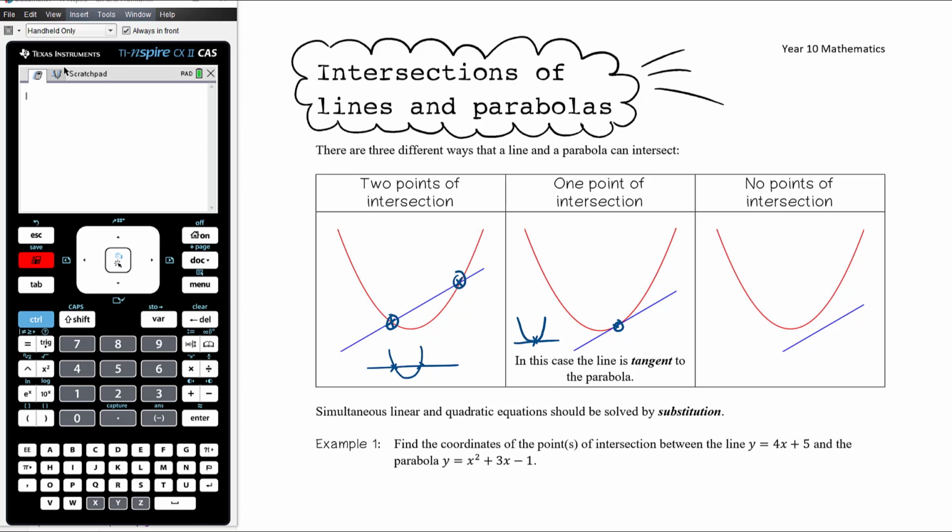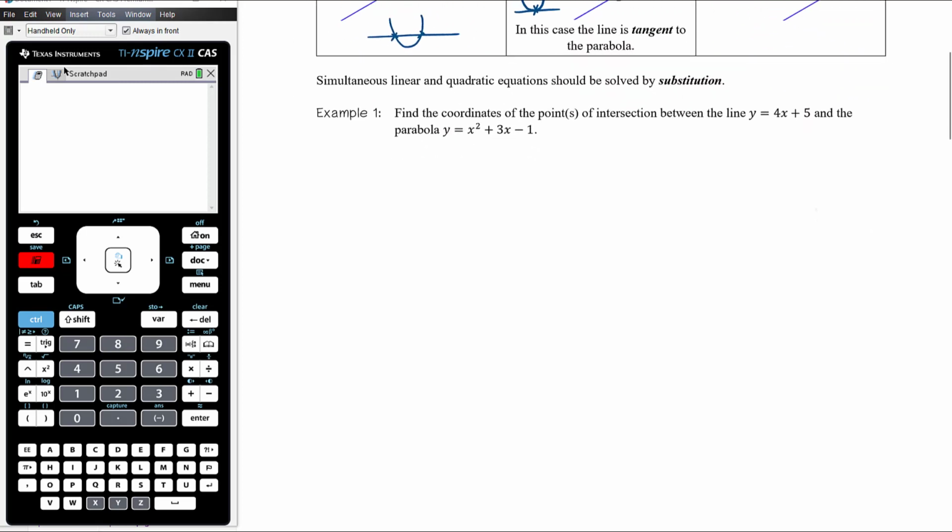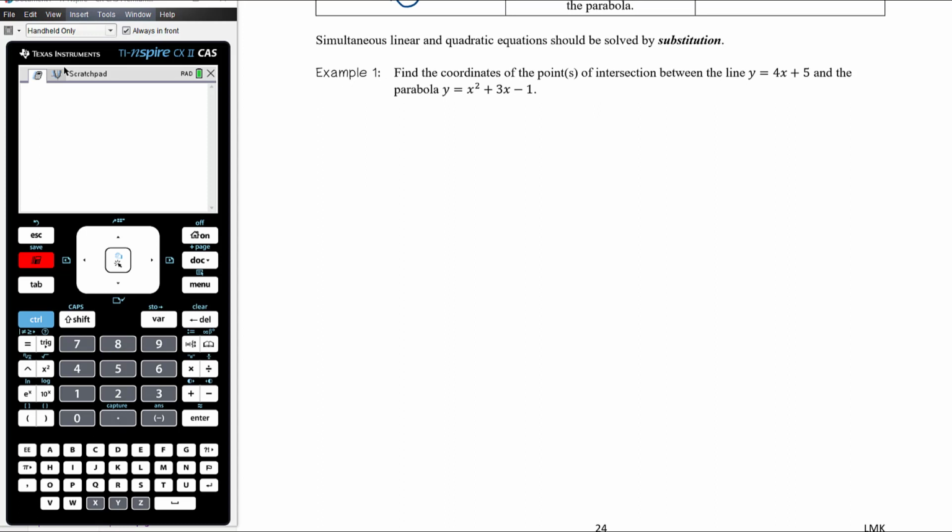Okay, so let's have a look at just the algebra of how we would go about finding the points of intersection, and then we'll come back to that idea of the number of points of intersection. So first example here is to find the coordinates of the points of intersection between the line y equals 4x plus 5 and the parabola y equals x squared plus 3x minus 1.